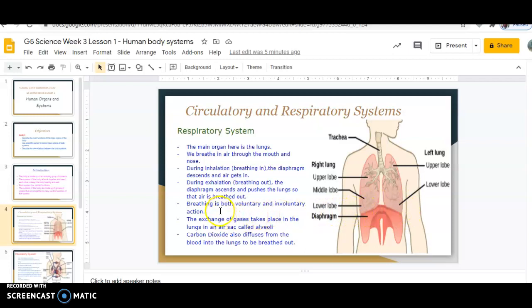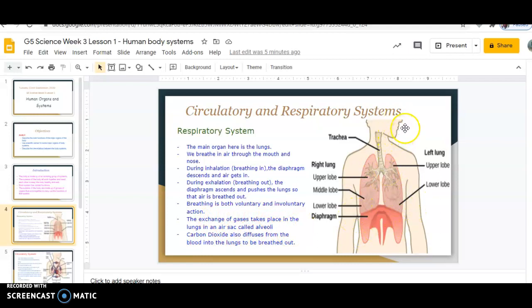Now, breathing is both voluntary, you do it willingly, or sometimes you are forced to breathe. So it is both a voluntary and involuntary action. Now, the exchange of gases takes place in the lungs, right inside here.